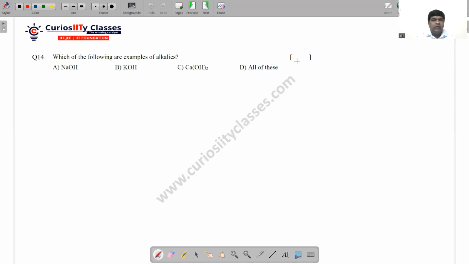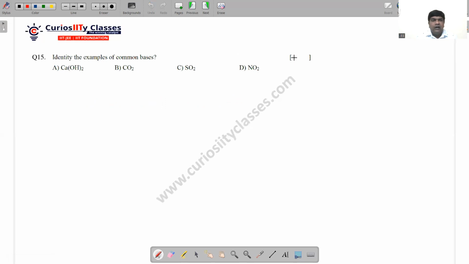14th one. Which of the following are examples of alkalis? Option A, NaOH, sodium hydroxide. Option B, KOH, potassium hydroxide. Option C, Ca(OH)2, calcium hydroxide. And option D, all of these. All these are alkalis. Option D is correct.